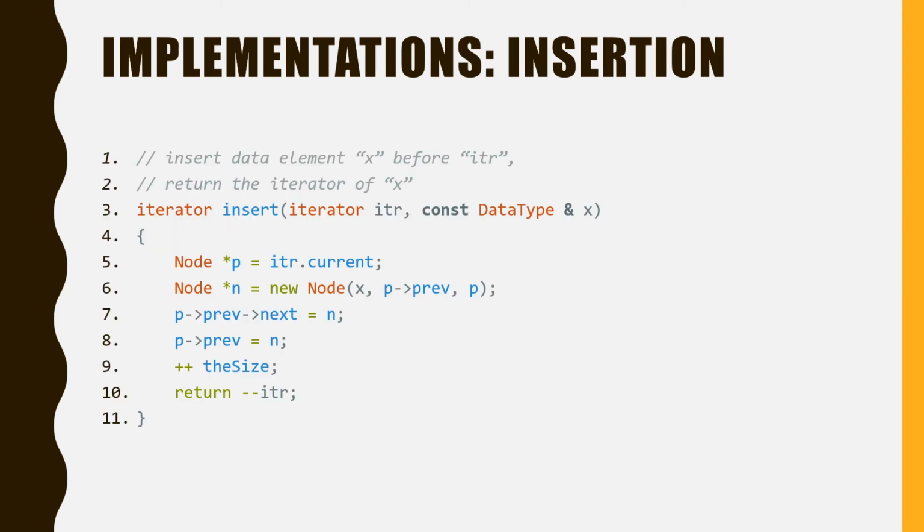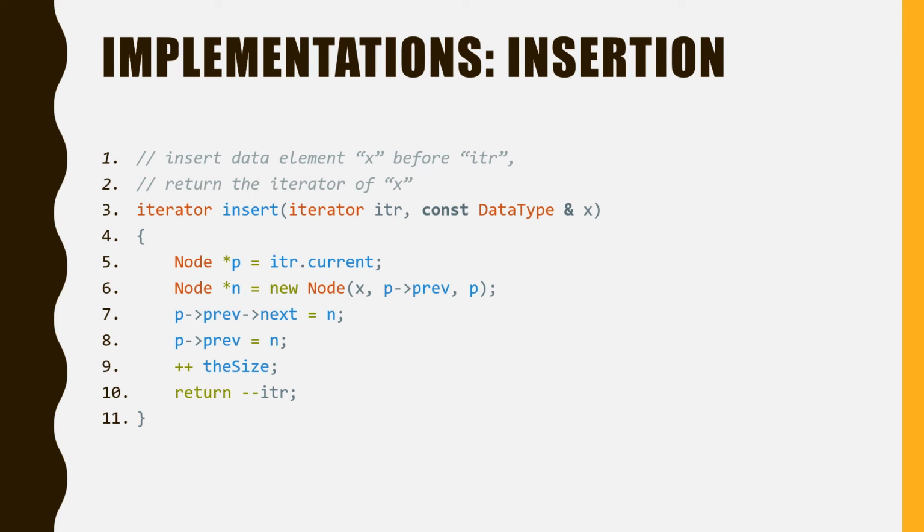Now, let's take a look at the actual implementation. The insertion function takes in 2 parameters. The first one is itr, the iterator version of P that tells the insertion location. The second parameter X is the data to be inserted. The return value of the function is the iterator for X after it is inserted.